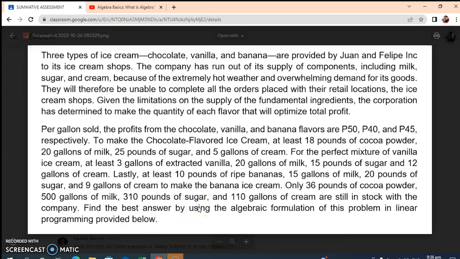Today, we're going to solve this problem using the algebraic formulation. So, the problem is three types of ice cream, chocolate, vanilla, and banana are provided by Juan and Felipe Corporation to its ice cream shop. The company has run out of its supply of components including milk, sugar, and cream because of the extremely hot weather and overwhelming demand of its goods.